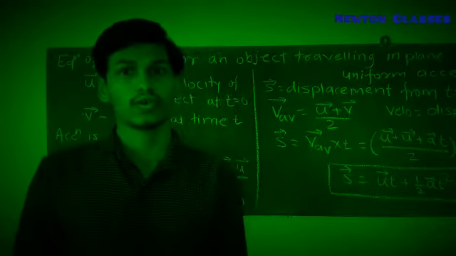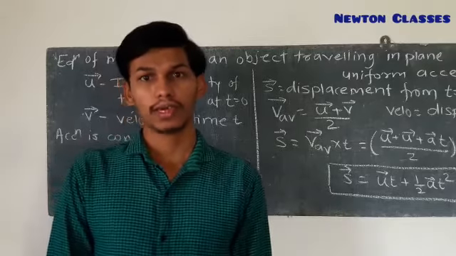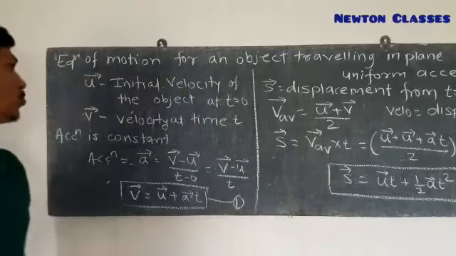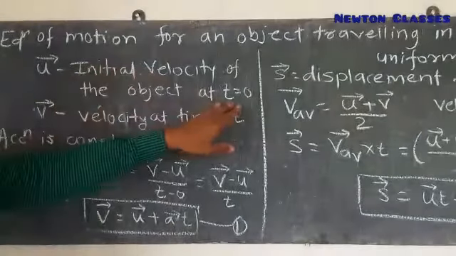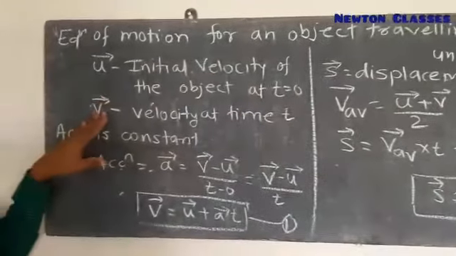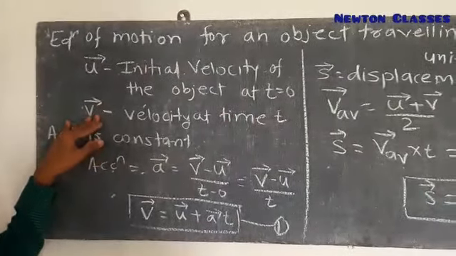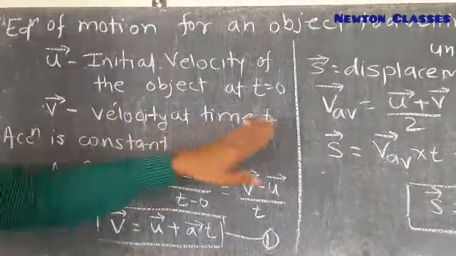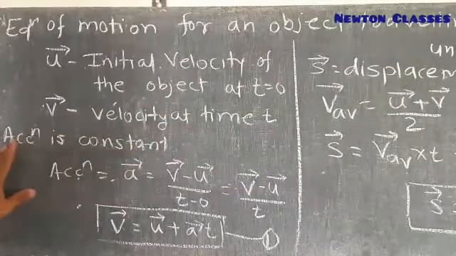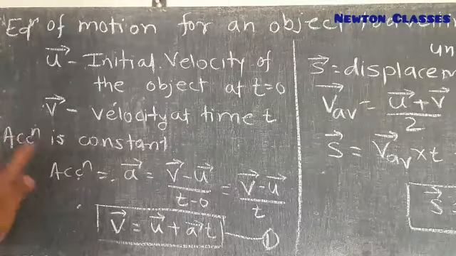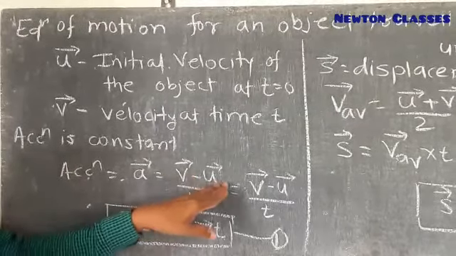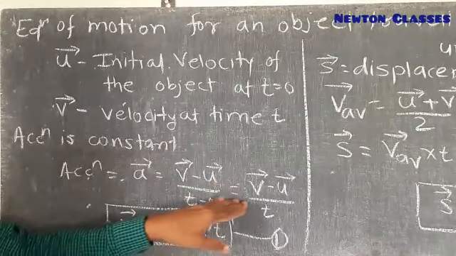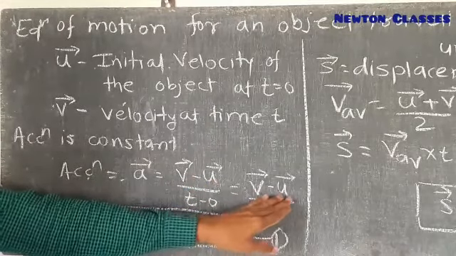Obtain equation of motion for motion in plane with uniform acceleration. Consider u bar is the initial velocity of the object at initial time, that is at t is equal to 0. After some time, v bar is the velocity of the object at that time, which is equal to t. Now we know definition of acceleration is change in velocity upon change in time, which gives v bar minus u bar upon t minus 0, which is equal to v bar minus u bar upon t.